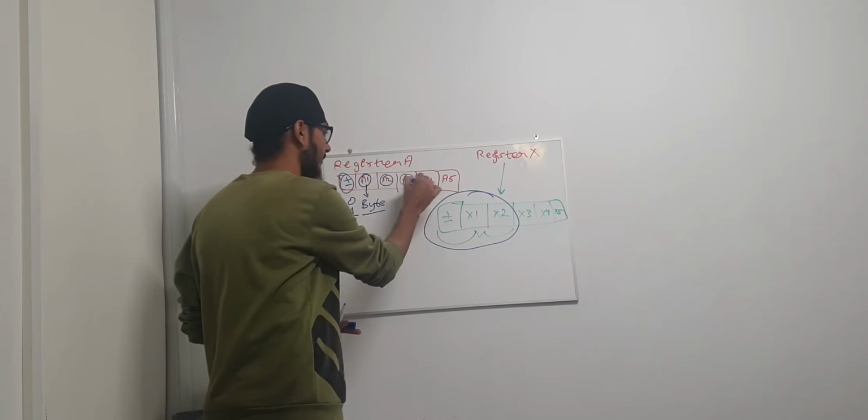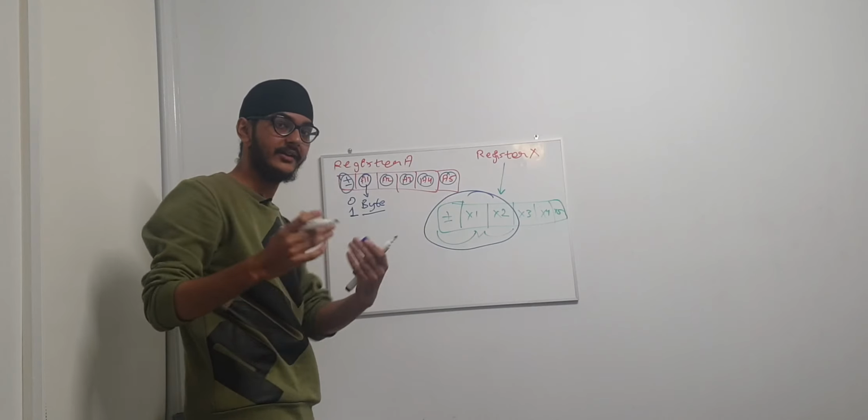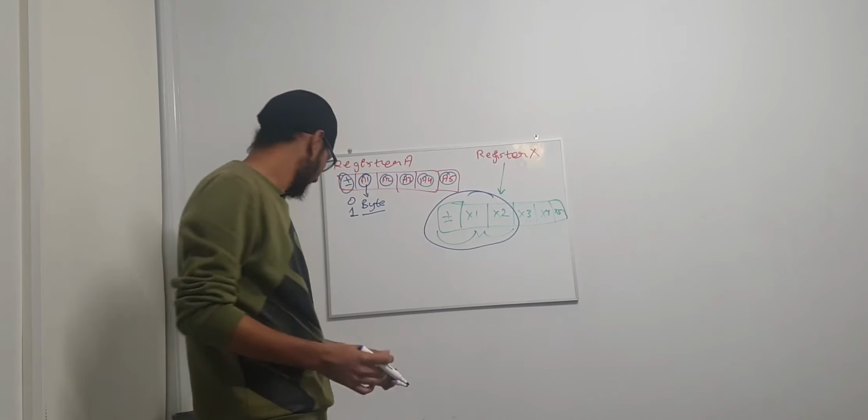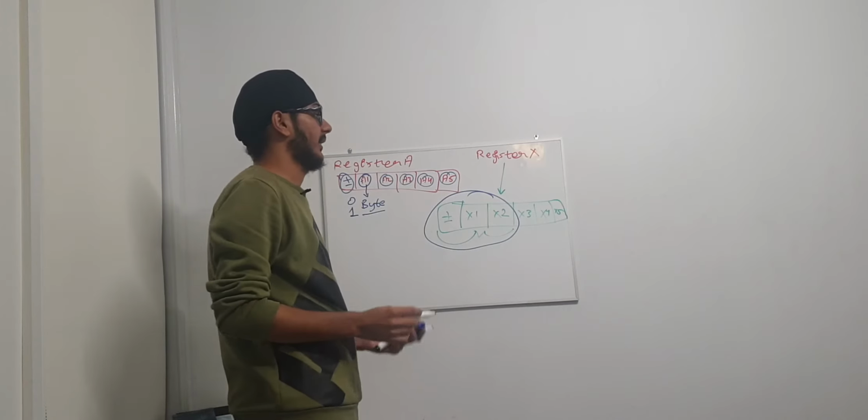A2 is also a byte, A3, A4, A5. So these are our bytes of data which is fetched from the memory. Now let's discuss the memory.